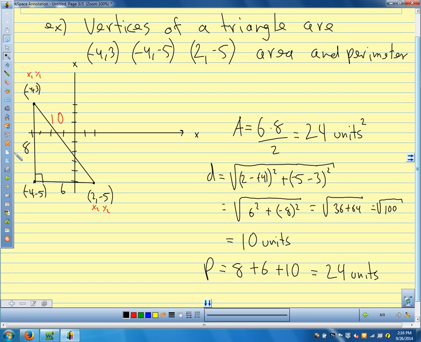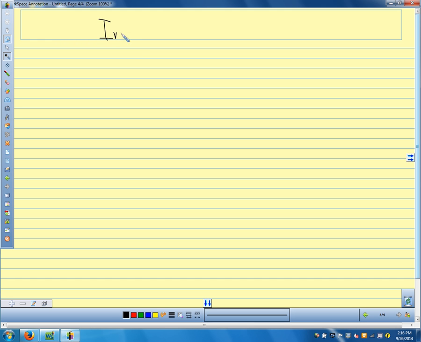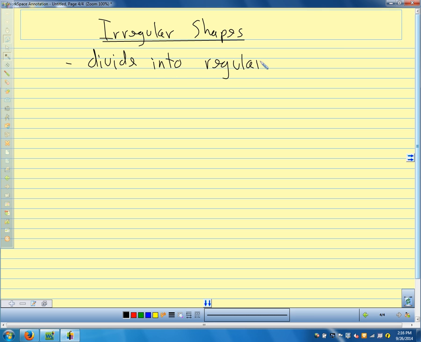Okay. One last thing. Irregular shapes. If we have irregular shapes, what we're going to do is divide them into regular shapes. And by regular shapes, I mean shapes that we know how to deal with. So all I want to do here is just show you an example. See if I can draw a decent picture this time. Last time I drew this picture it didn't turn out great.